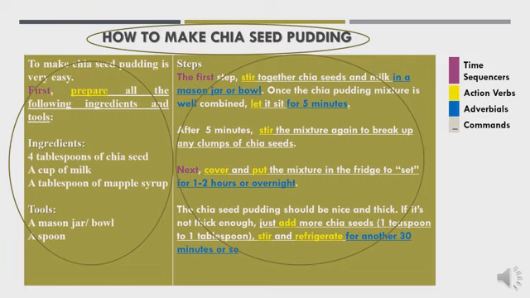Nah, oke. Itu dari segi struktur teksnya. Sekarang kita lihat dari language features. Nah, dari kalimat yang pertama, to make chia seed pudding is very easy. Kita menemukan di sini penggunaan kata kerja bentuk yang pertama. Berarti kalimat ini menggunakan simple present tense. Kemudian first. First itu adalah penggunaan time sequencers, ya, yaitu keterangan waktu yang menunjukkan urutan yang pertama.